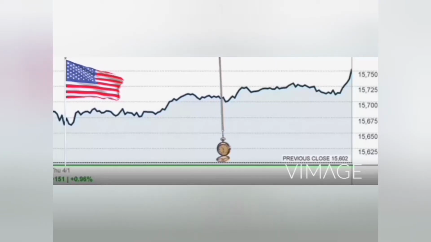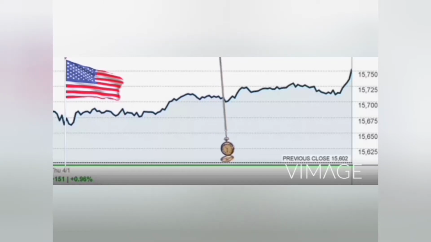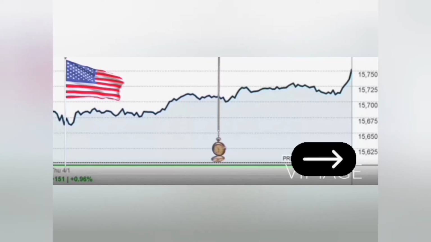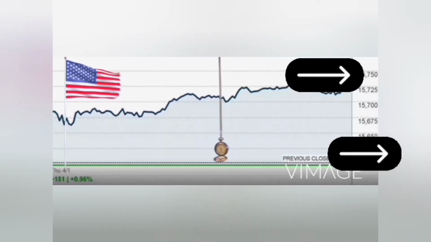In this graph, we can see the one-day performance of the NYSE Composite Index for Thursday, 1st April 2021, which is a very current performance of this composite index. Here at the beginning of the day, the delayed price starts from $15,602 as this was the previous day's close price. And at the end of the day, the delayed close price is $15,752.24.